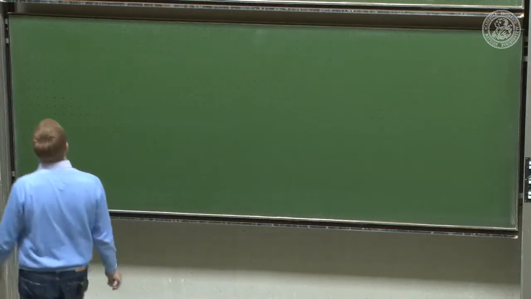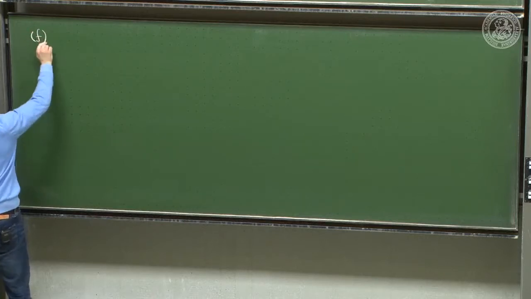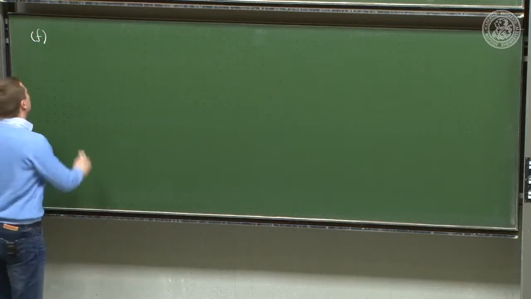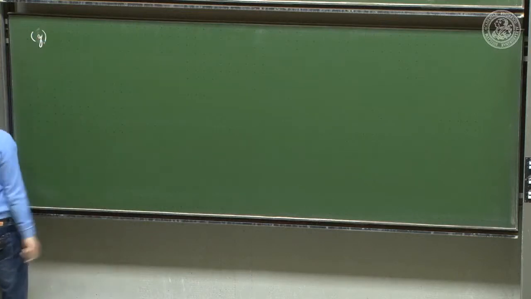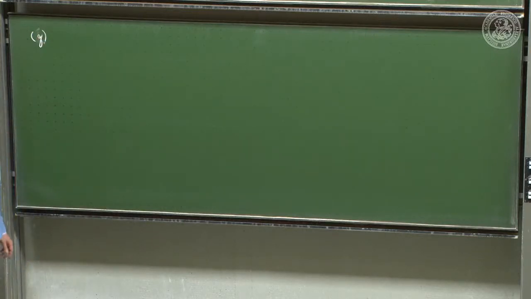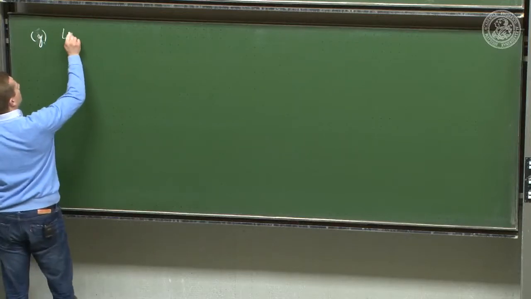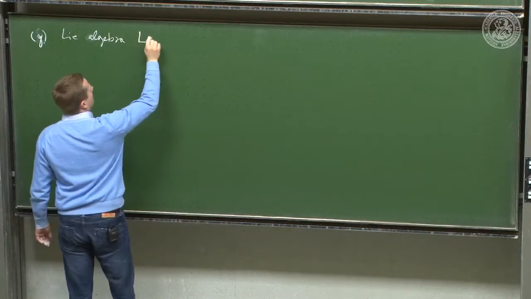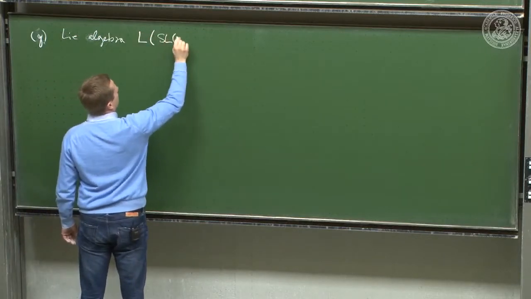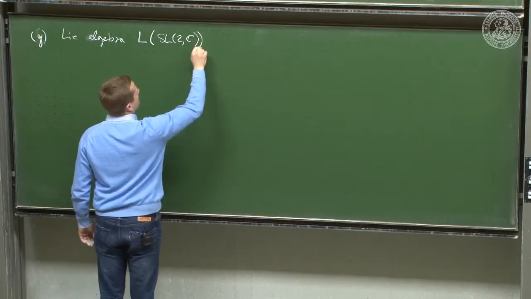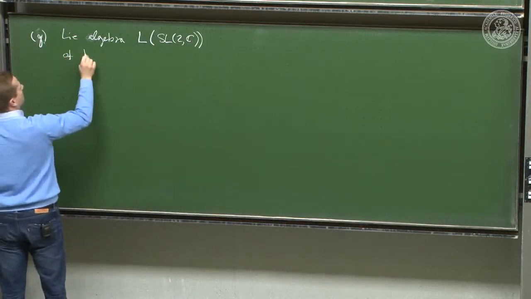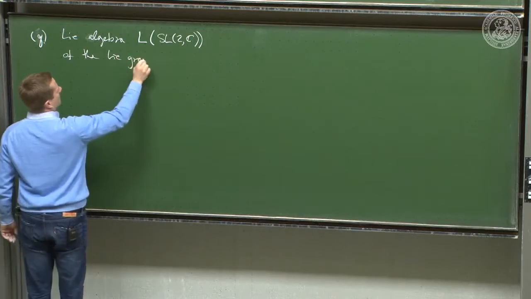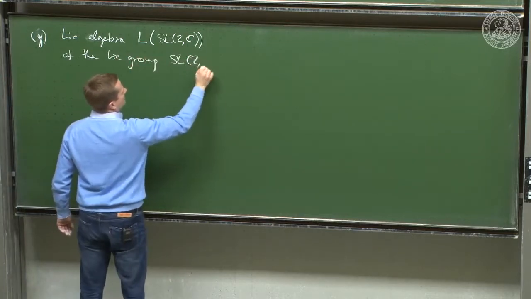Where were we? Step E, step F, is that right? Let's say it's step F. F. Okay. G. Well, what's the Lie group? A Lie algebra L of SL2C, of the Lie group SL2C.